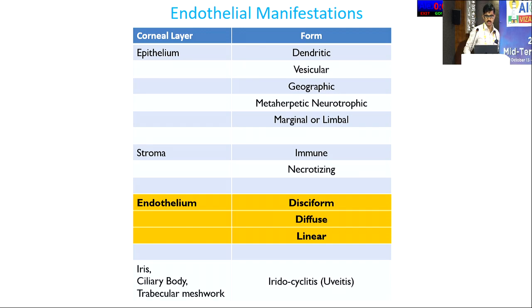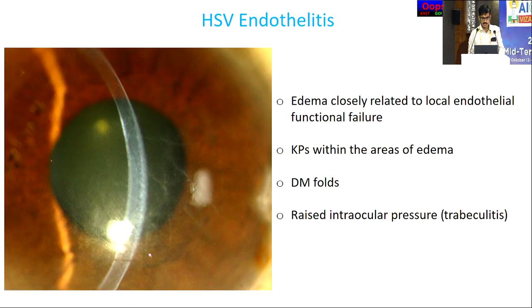Again, coming to the endothelial keratitis, various forms are disciform keratitis or local endothelitis. The other forms are diffuse endothelitis and linear endothelitis. I have not seen linear endothelitis, but I have seen disciform and diffuse endothelitis. Coming to the diffuse, disciform or focal endothelitis, here is how to differentiate between endothelitis and stromal keratitis.